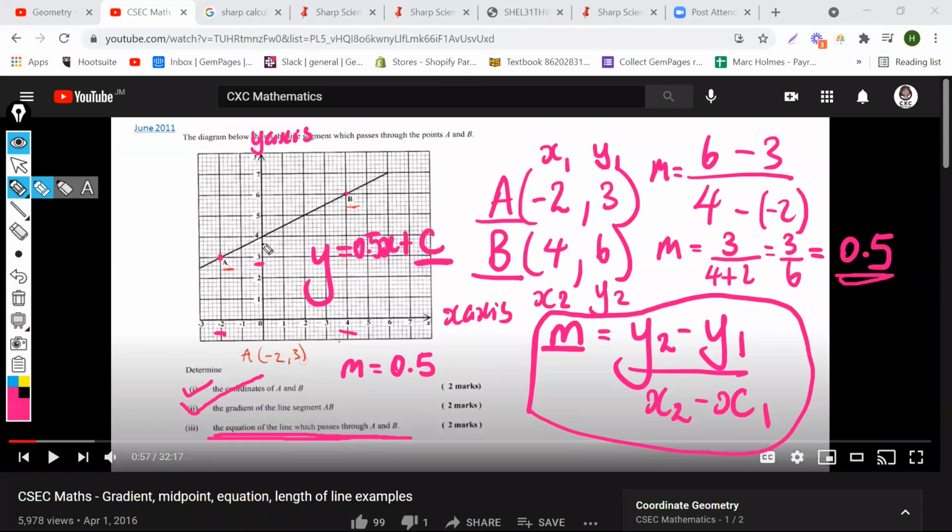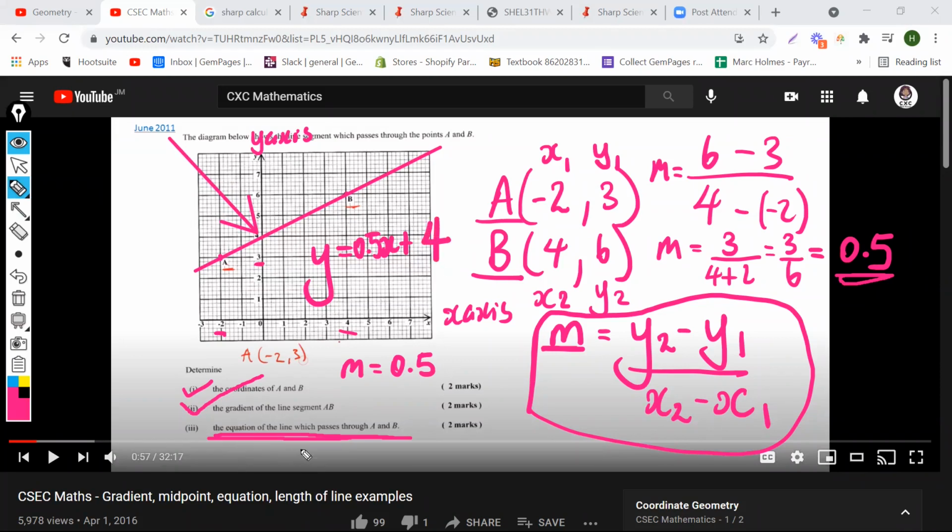Let me ask somebody else though. Trey, where does it cut the y-axis? Cuts it at 4. Yeah, right there, that's the y-intercept. It's really easy still. Right here is where it cuts it, which is 4. So this c is 4.